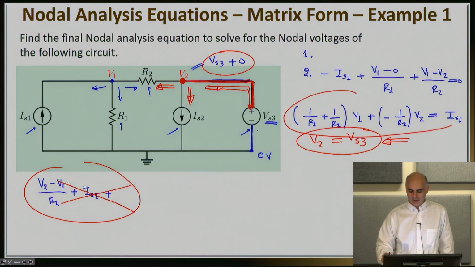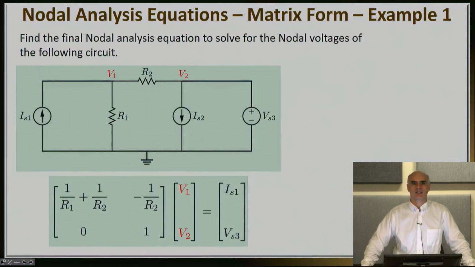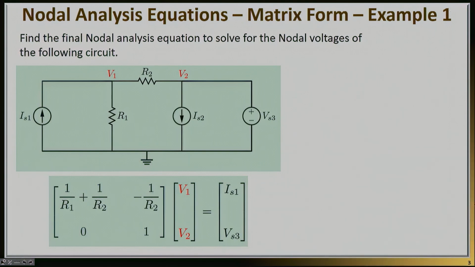I have this equation for node number 1. I already know the equation for node number 2. They're both written very similar to what I need for my matrix form. And if you put them in a matrix, you will get exactly the equation that you see here. So I'm basically done with my problem. I found and I applied nodal analysis for this simple circuit.